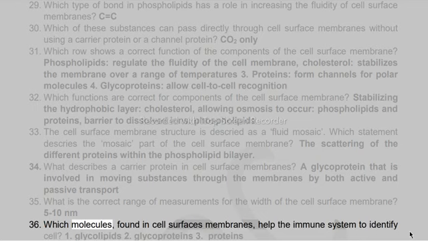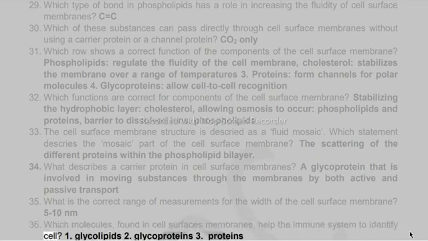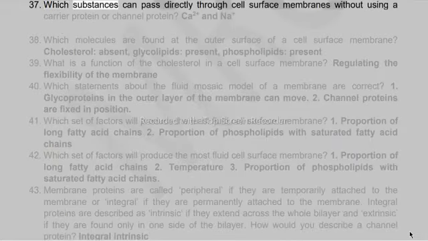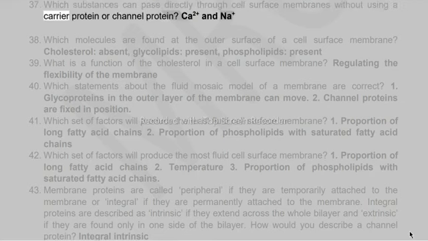36. Which molecules, found in cell surface membranes, help the immune system to identify cells? 1. Glycolipids. 2. Glycoproteins. 3. Proteins. 37. Which substances can pass directly through cell surface membranes without using a carrier protein or channel protein? Ca2+ and Na+.